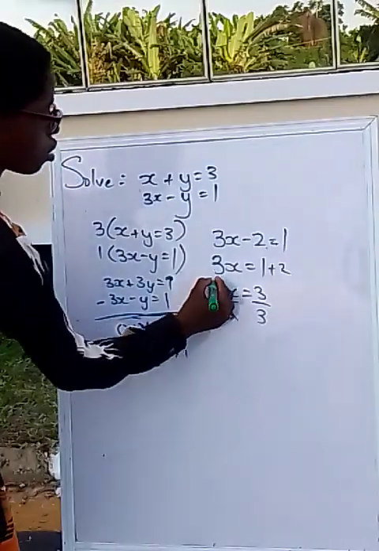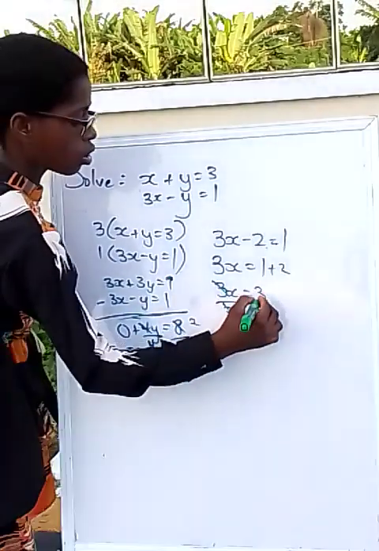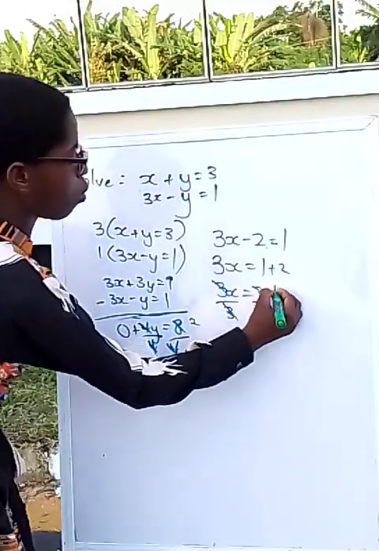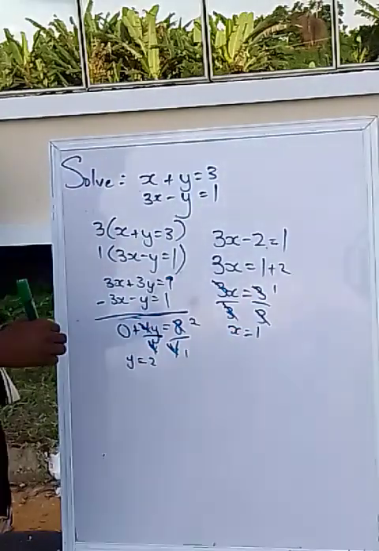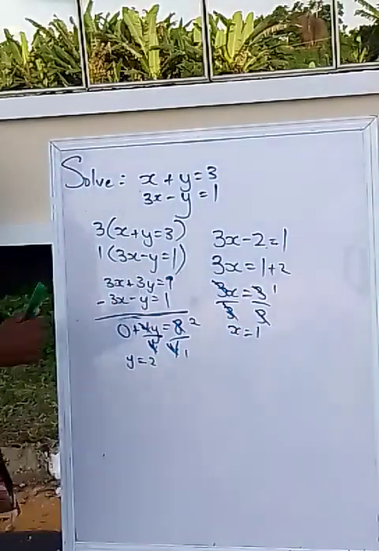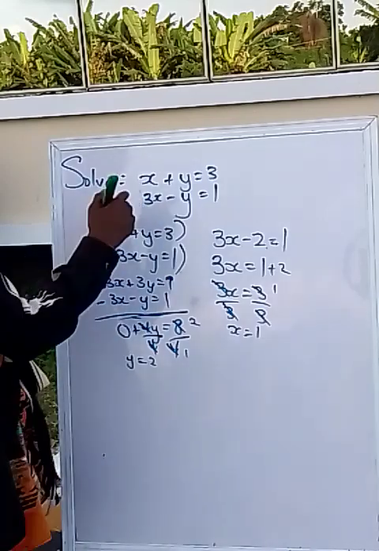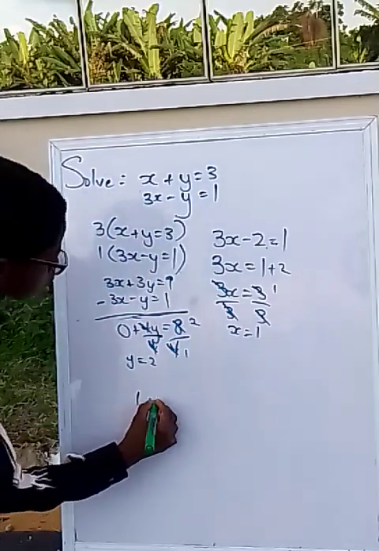3 itself is 1, so x is equal to 1. Now, for us to be sure our answers are correct, we substitute our x from equation 1. Our x is 1 plus our y is 2 equals 3, and 1 plus 2 is 3.